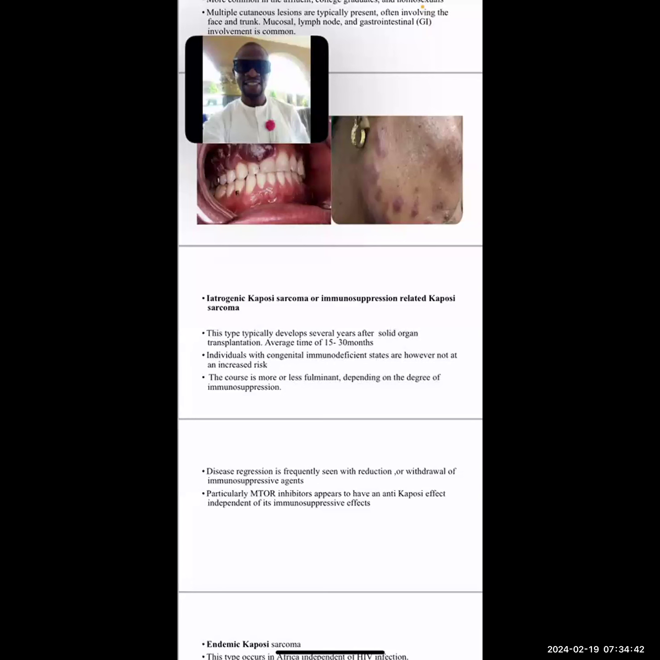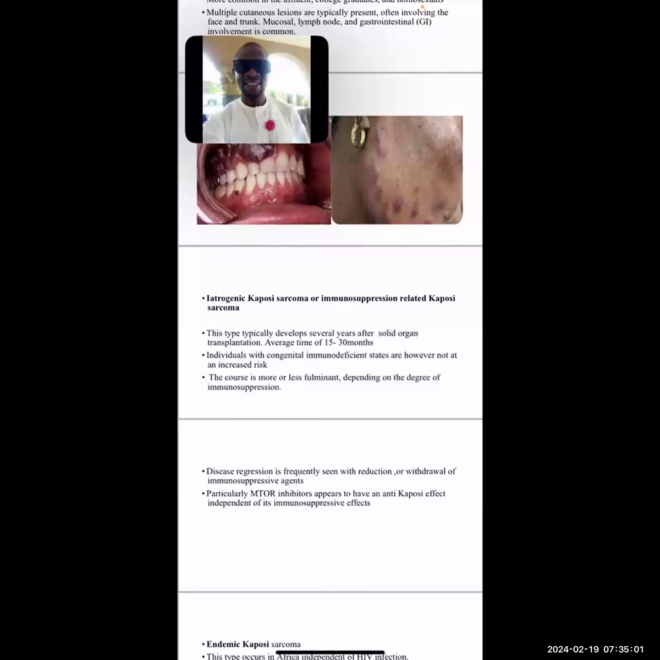It can be fulminant, it can run different pathways. The course can be different. So it can be mild, it can be moderate, and it can be quite severe. And this depends on the degree of immunosuppression. This is increasingly becoming common, especially with the advent of kidney transplantation.